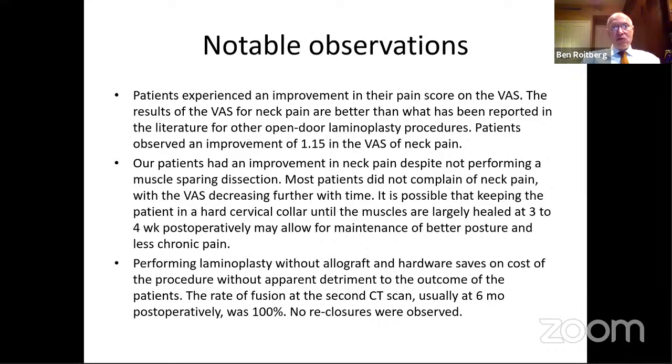Improvement in neck pain is not a goal of laminoplasty or any decompressive surgery for myelopathy. It's not something we necessarily expect, but it's a good bonus. Our patients had an improvement in neck pain despite not performing a muscle-sparing dissection. And the VAS was decreasing over time. Performing laminoplasty without allograft and hardware saves on cost of the procedure, without apparent detriment to the outcome of the patients.